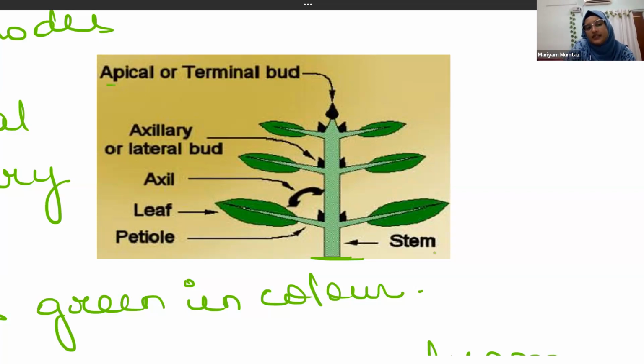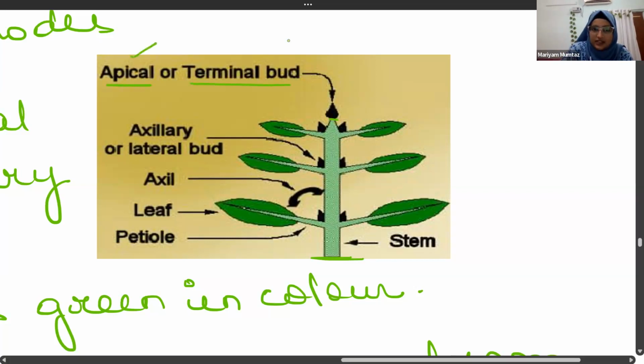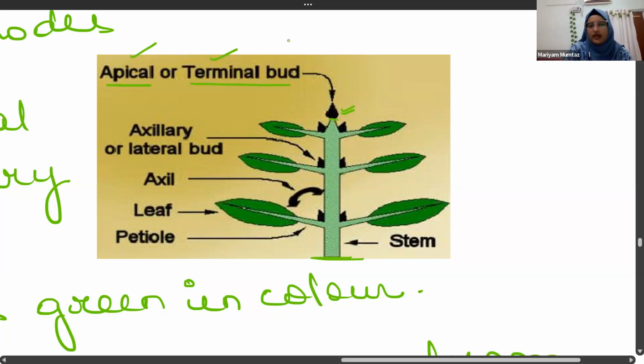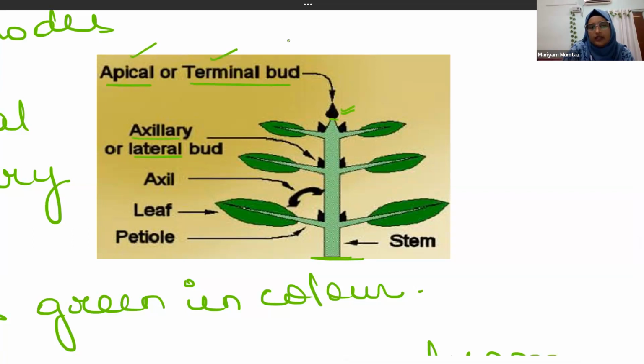So the first type is apical or terminal bud. As the name suggests, it is present on the terminal of the stem. Okay, terminal meaning the end, isn't it? Or apical meaning the apex, meaning the top. So the bud that is present at the apex or at the terminal or at the tip of the stem is known as the apical bud. Okay, this one. Now we'll talk about the axillary or the lateral bud.